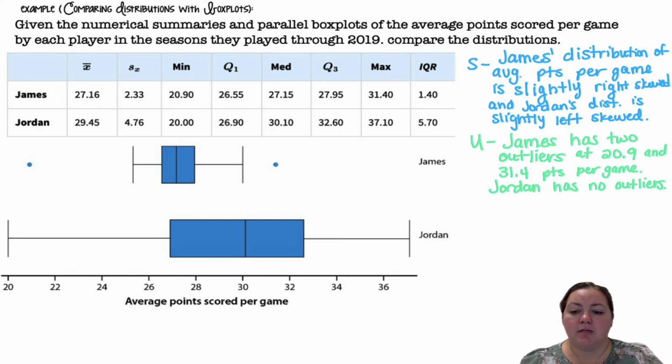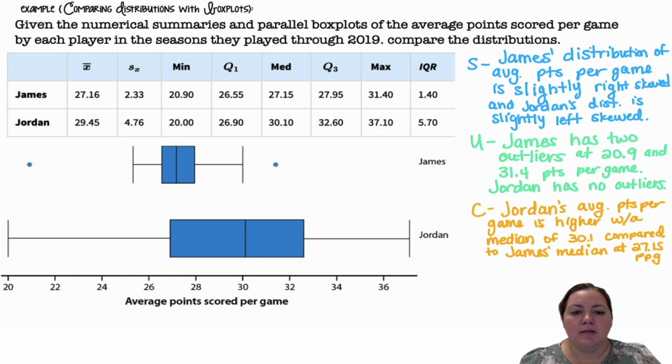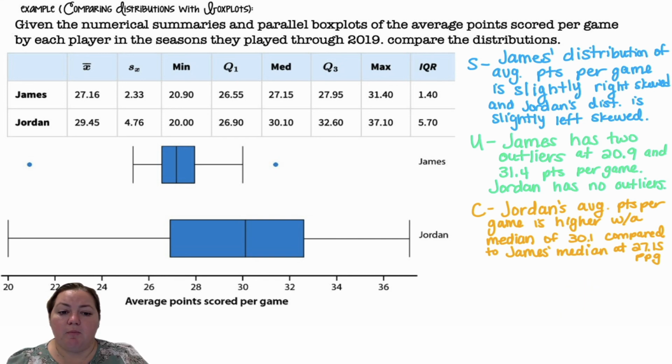Unusual features: James has 2 outliers at 20.9 and 31.4 points per game. Jordan has no outliers. Center: Jordan's average points per game is higher. Again, you're comparing, so you want some comparative language, like more. So higher, with a median of 30.1 compared to James's median of 27.15 points per game.